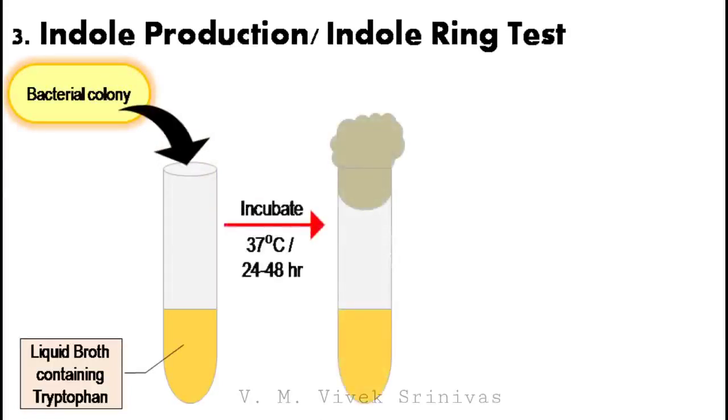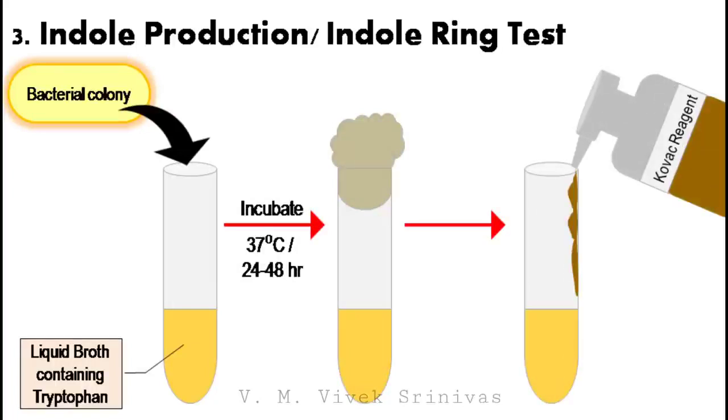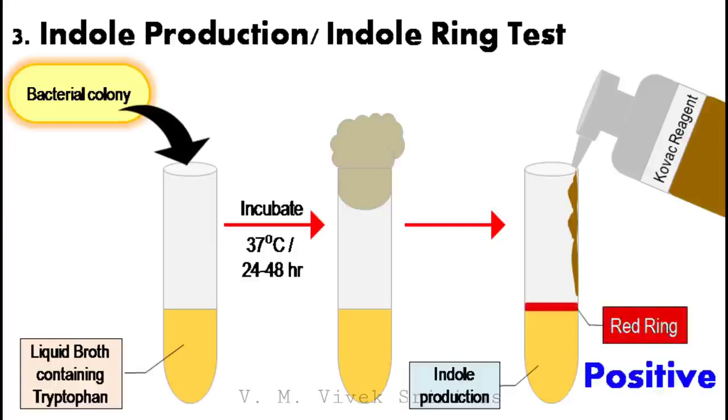Incubate for 24 to 48 hours. Following incubation, add the Kovacs reagent along the side. The formation of a red ring indicates the test is positive due to indole production. The example, the E. coli bacterial organism, is positive for the indole test.